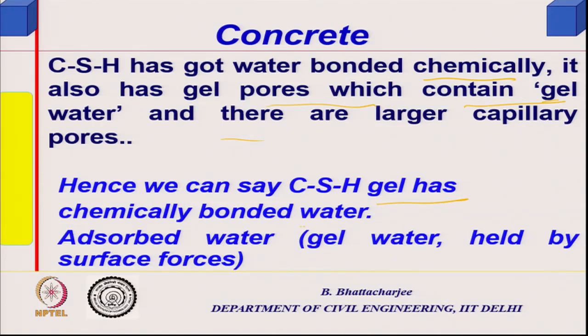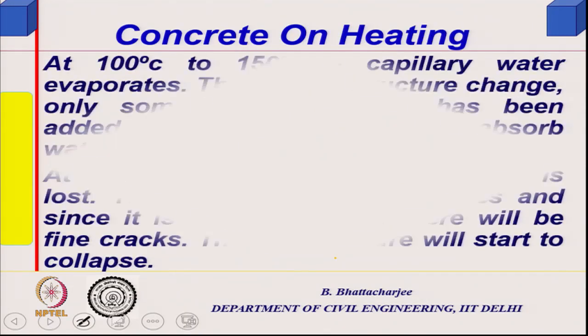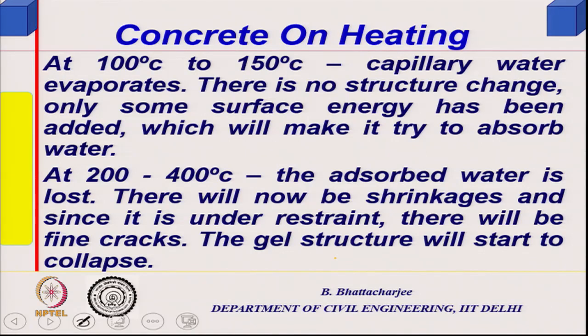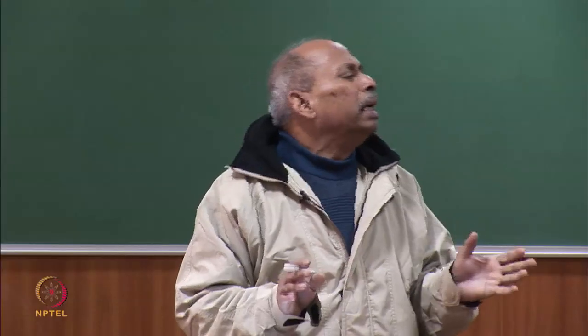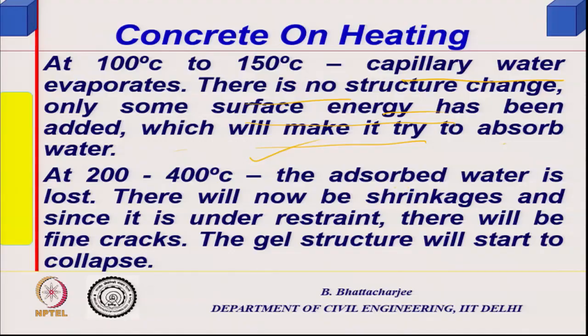So CSH gel has chemically bonded water, adsorbed water, and then you have capillary water. Up to 150 degrees, capillary water evaporates. There is no change in the structure, only some surface energy has been added, which will make it try to absorb water. If you dry it, it will again absorb some. So it's not exactly reversible, but a nearly reversible process up to this point. At 200 to 400 degrees centigrade, the adsorbed water is lost. There will now be shrinkage, and since it's under restraint, there can be cracks also, large cracks at 200 to 400 degrees centigrade. The gel structure starts to collapse.